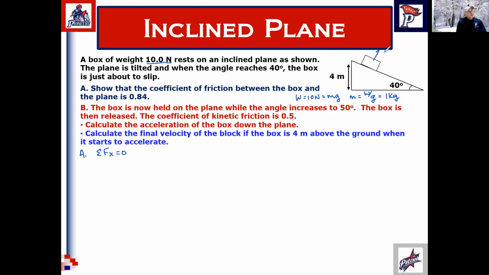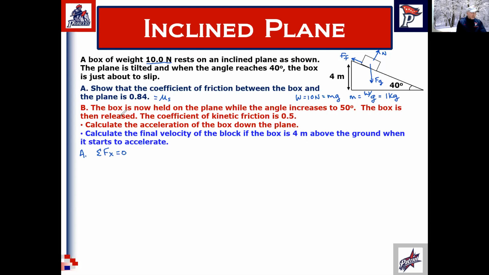So normal force, friction, and the force of gravity are 3 forces. Now for part A, it's not moving, so we know that we're dealing with static friction. And so it's asking us to prove that the coefficient of static friction is 0.84. So that result that I showed you, tangent of 40, should give us 0.84. That's what I'm going to basically be proving.